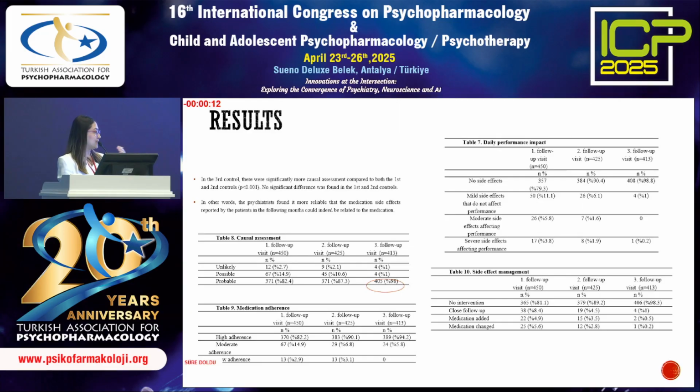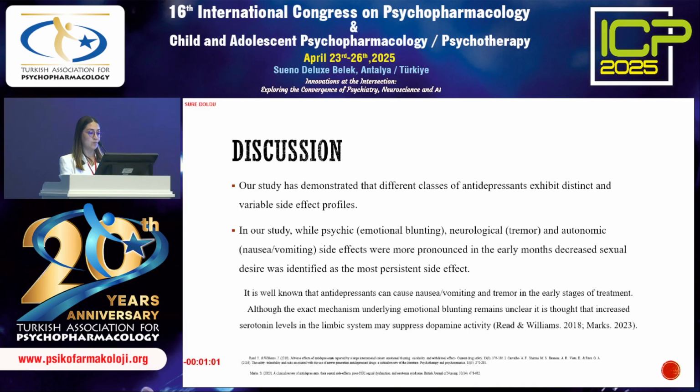Okay, I'm going to go rapidly for the discussion part. In the third control, there was significantly more causal assessment compared to both the first and second controls, so no significant difference was found between the first and second controls. So in other words, the psychiatrist found it more reliable that the medication side effect was reported by the patients in the following months. So I'm going to pass these slides as we don't have much time.